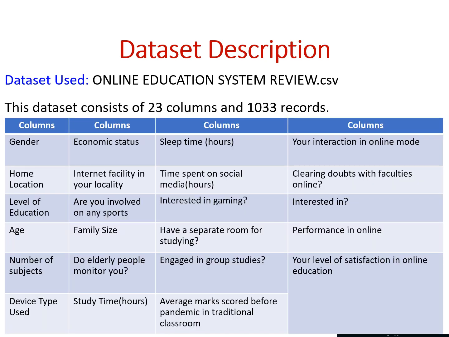This is the dataset used for the implementation. That dataset name is Online Education System Review. It is a comma separated values file. This dataset is composed of 23 columns and 1033 records. These are the different columns: gender, home location, level of education, age, number of subjects, device type used, economic status, internet facility, are you involved in any sports, family size, study time hours, have a separate room for studying, performance in online. So based on these attributes, we need to analyze the students' learning behavior and progress.